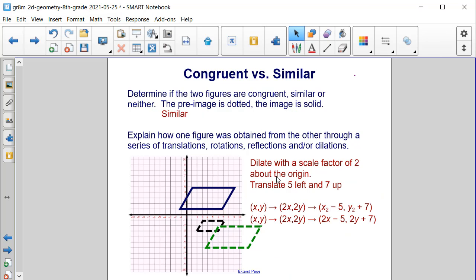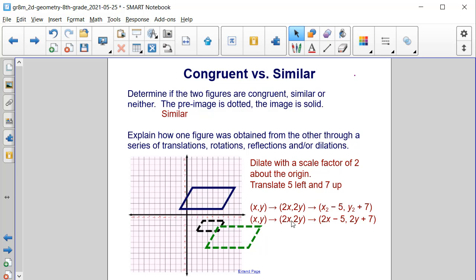And this slide verifies what we just found, that these two original diagrams are similar, and the transformations that are happening are a dilation with a scale factor of 2 to get us this green parallelogram, and then we would translate this green parallelogram to the left 5 units and up 7 units.